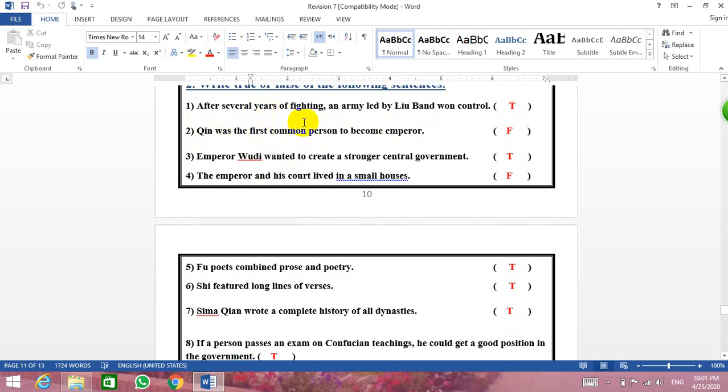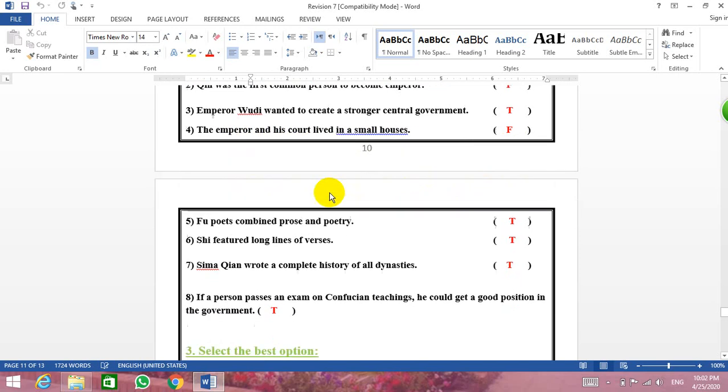after several years of fighting, an army led by Liu Bang won control. So is that true? Yes, that one is true. Point number 2, Qin was the first common person to become emperor. No, that one is false. Number 3, Emperor Wudi wanted to create a stronger central government. Yes, that one is true. Point number 4, the emperor and his court lived in small houses. No, that one is false. They were living in big houses, in palaces.